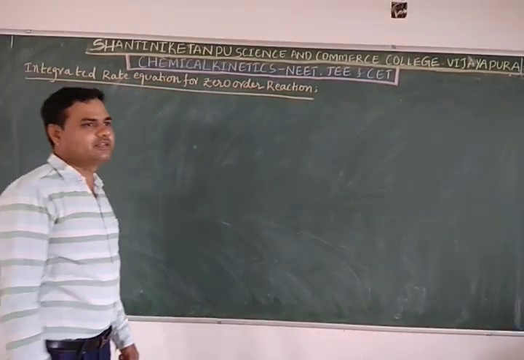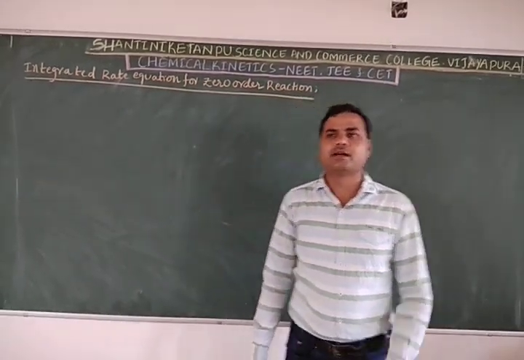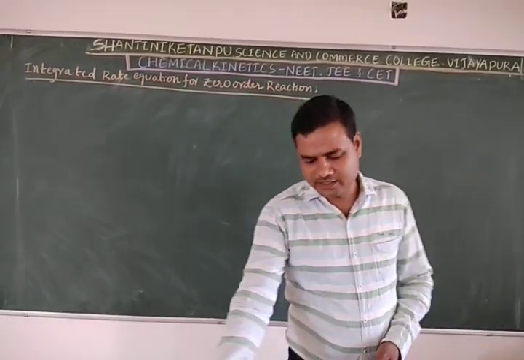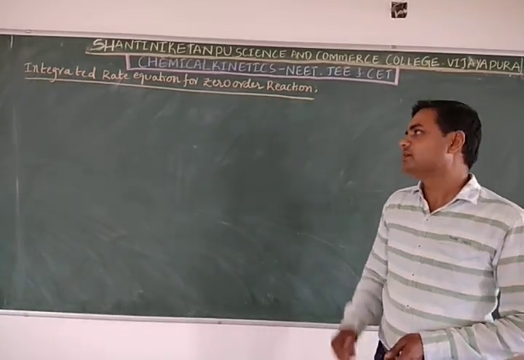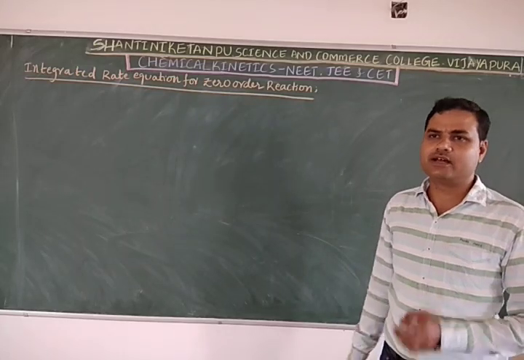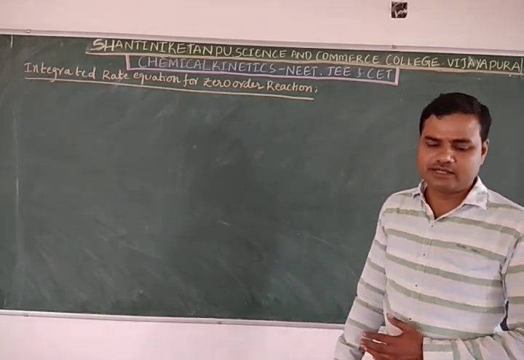The equation we have is k naught is equal to R naught minus R by t. The derivation cannot be asked in the competitive examination, but we require this last equation. But how we are deriving this equation, let us see now.